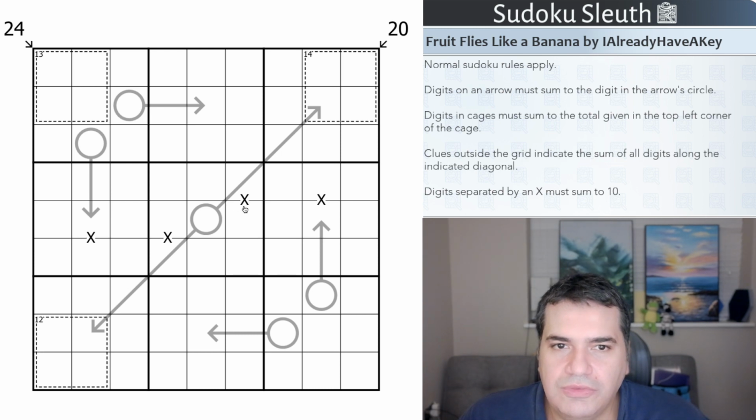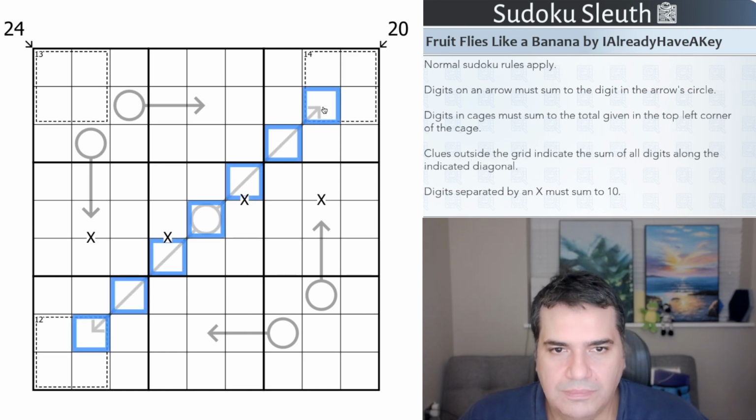So you can see I very deliberately ignored the 20 diagonal when I was explaining the rules. That's because it lies on this huge arrow.